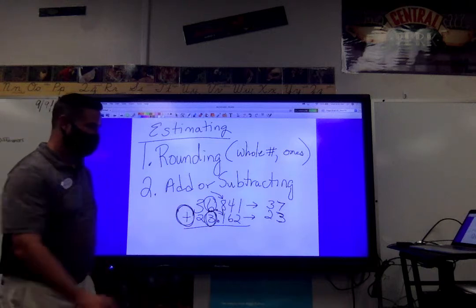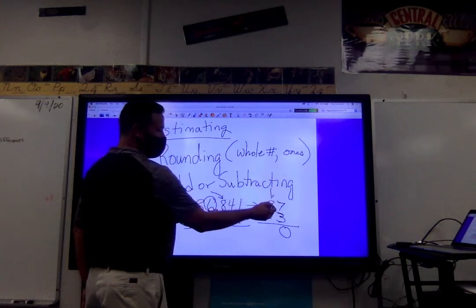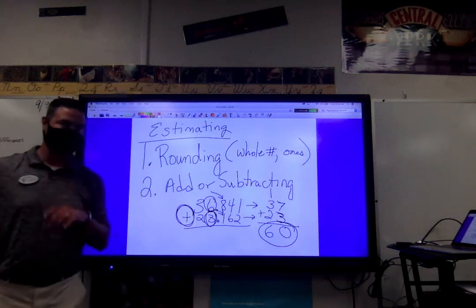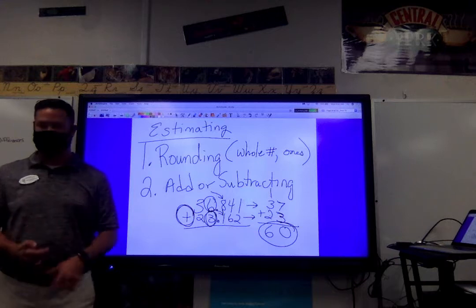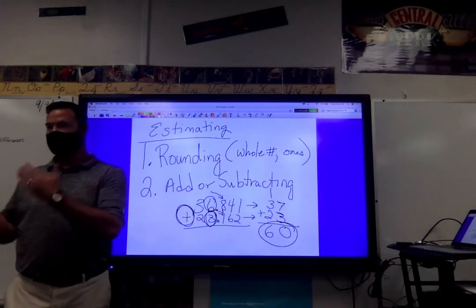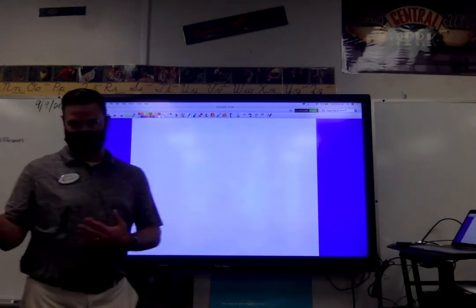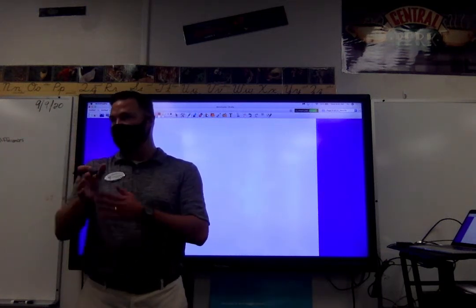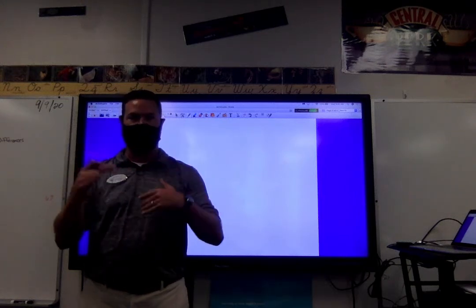This particular problem, we're adding. 7 plus 3 is 10. Carry the 1. 3 plus 1 plus 2 is 6. So if I were to round these two numbers and then estimate it, estimating is round them, then add or subtract, my answer is going to be 60. Okay? Simple enough. If you've got the rounding part, you're going to round both numbers and then add or subtract. That's the difference between estimating and rounding. Rounding is taking one number and rounding it to a certain place value. Estimating is rounding two numbers and then adding or subtracting them.